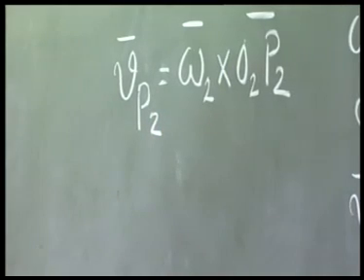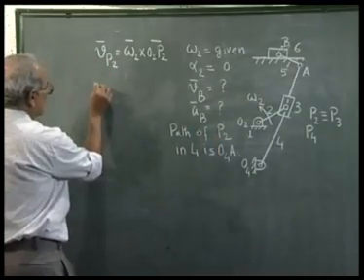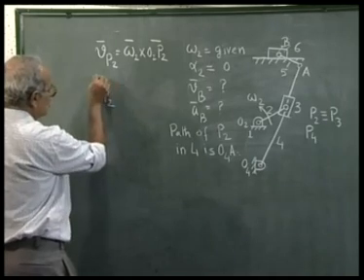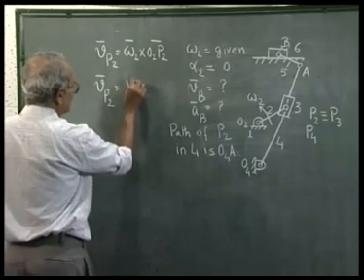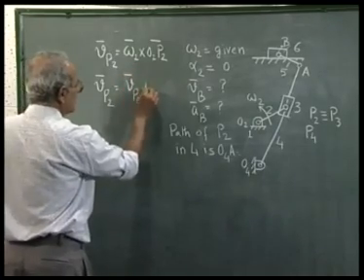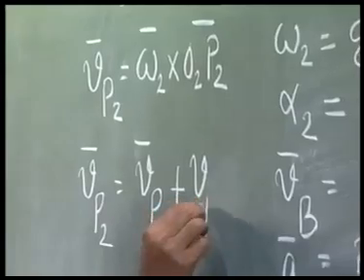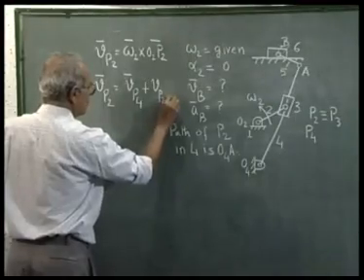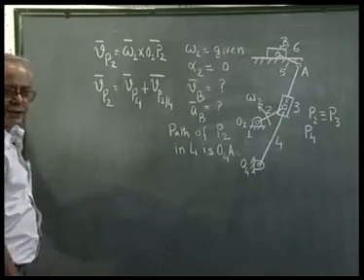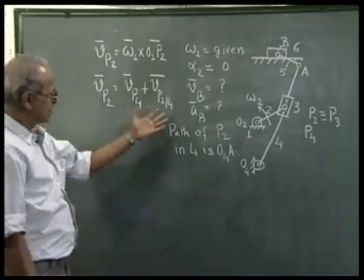Now, as we have seen, because the path of P2 in body 4 is known, I can also write Vp2 is Vp4 plus velocity of P2 in body 4. Because P2 and P4 are coincident, we have already shown these relations.